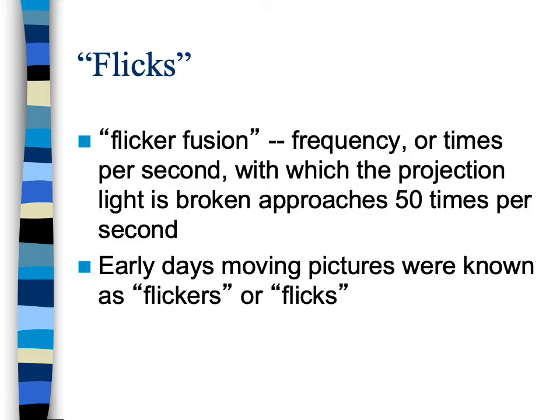Once upon a time, films were called flicks. I'm going to go to the flicks, or let's go down to the movie theater and watch some flicks. That came from flicker fusion. That was the frequency or times per second with which the projection light is broken, and it approaches 50 times per second. In the old days, it was slow, so the projectors were hand cranked and the movie cameras were hand cranked, and so the images appeared to flicker. They weren't 50 times per second, they were sometimes 24 or 18 or 16 or 10, depending on the speed of the projectionist. So again, early moving pictures were known as flickers or flicks.